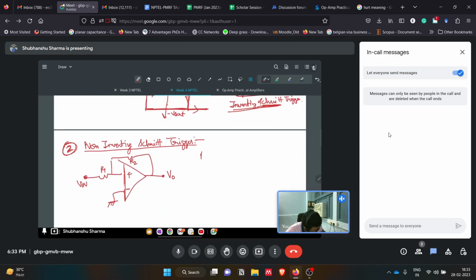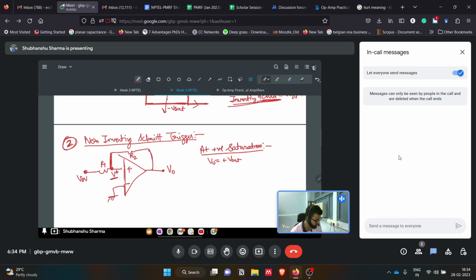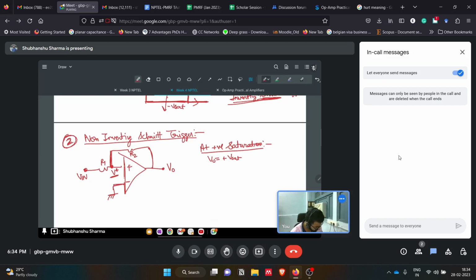Let's say we are talking about positive saturation. At positive saturation, V naught equals plus V sat. Then we consider this as V plus. So we need to find what this V plus voltage will be, so then only we can compare. Anyway, we need V plus to be higher than the reference voltage, which is grounded. Then only the output will be plus V sat.